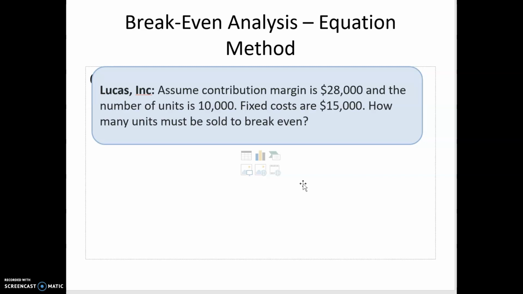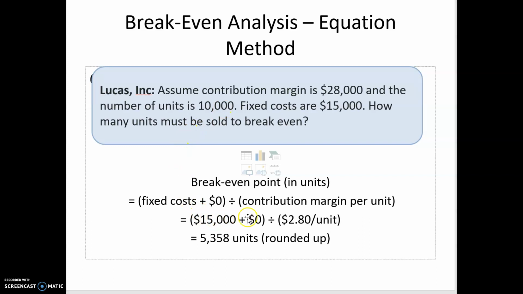So let's say contribution margin is 28,000. Number of units is 10,000. Fixed costs are 15,000. How many units must be sold to break even? Well, the fixed cost plus the target operating income of zero, so it's going to be 15,000. And then if it's the units, we want to know the contribution margin per unit. So 28,000 divided by 10,000 will get us our contribution margin per unit.